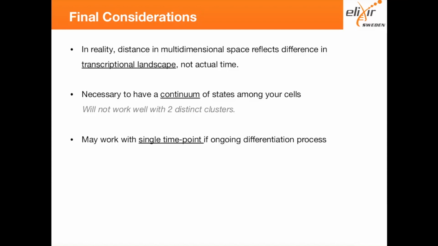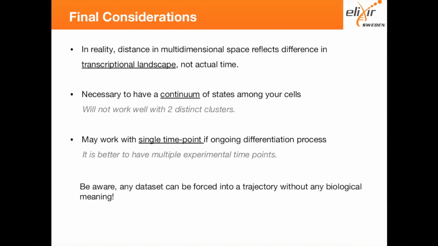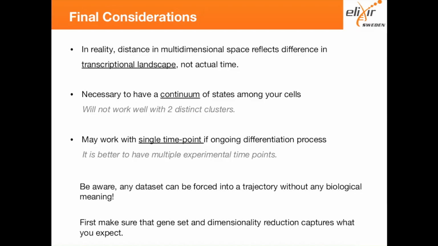Yeah. And it also may work if you have a single time point collection. So for example, you have a 10x from the bone marrow development, or stem cells from the intestine. But it would be better to have multiple data sets to combine them and have all the chance to get all the transitional cells between the two points. And again, be aware, any data set can be forced to a trajectory. And first, make sure that dimensionality reduction and your gene set capture what you expect them to. Be aware.